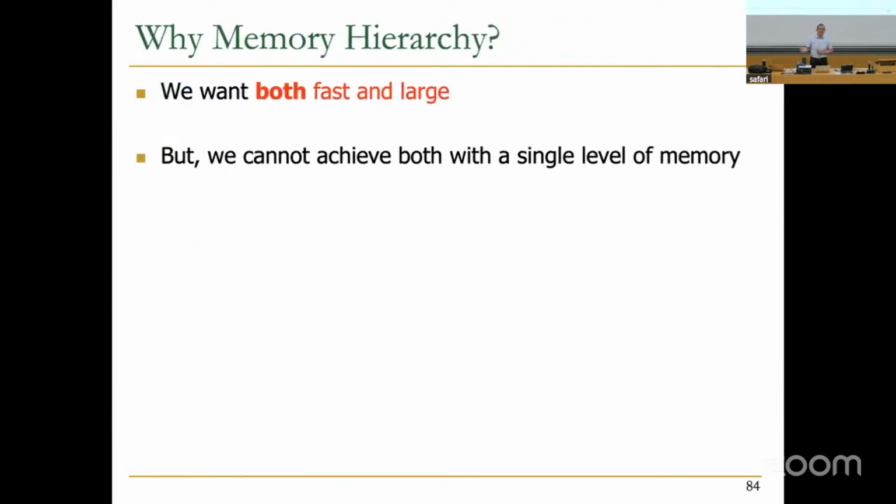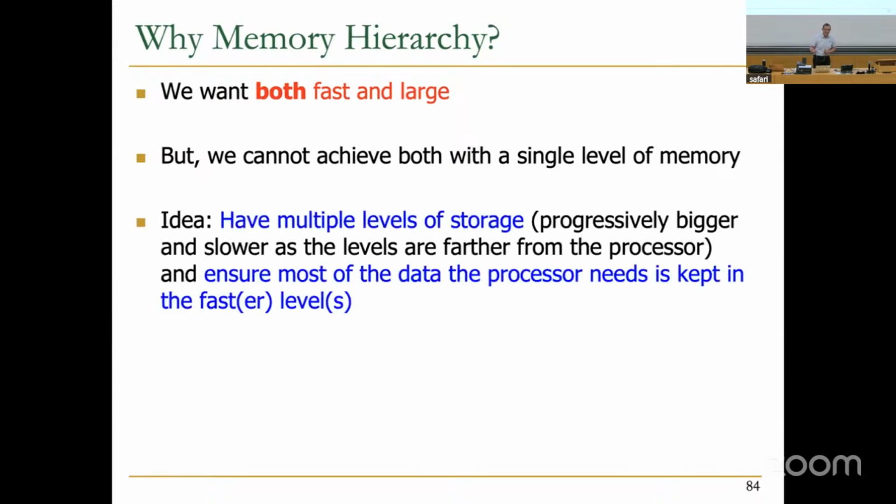Okay, so why do we want a memory hierarchy? Basically, we've seen these technologies and we've seen that ideal memory requirements oppose each other. Basically, we want both fast and large in the end. The problem is we cannot achieve both with a single level or single type of memory. So the idea of a memory hierarchy is to have multiple levels of memory or storage, called storage media, and they get progressively bigger and slower as the levels become farther and farther away from the processor. And have a mechanism to, as much as possible, ensure most of the data that the processor needs is kept in the faster levels. So you want to access some data, hopefully it's in the faster level and not in the far away level, right?